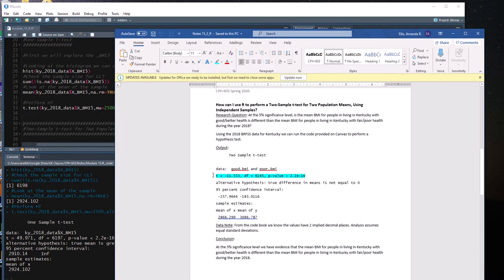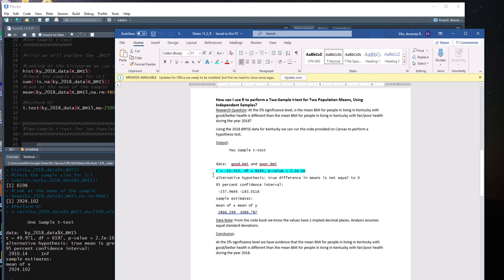All right, so let's see how to do the 2-sample test. This time we're going to ask, is the mean BMI for people living in Kentucky with good or better health different than the mean BMI for people living in Kentucky with fair or poor health during the year 2018? And again, you're going to notice that this is pretty much the same question we asked when we looked at the confidence interval for a difference in means, and the output is almost exactly the same.